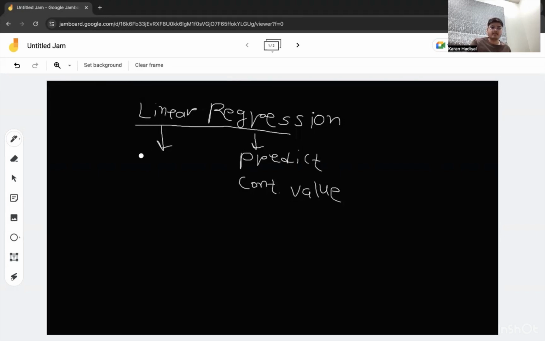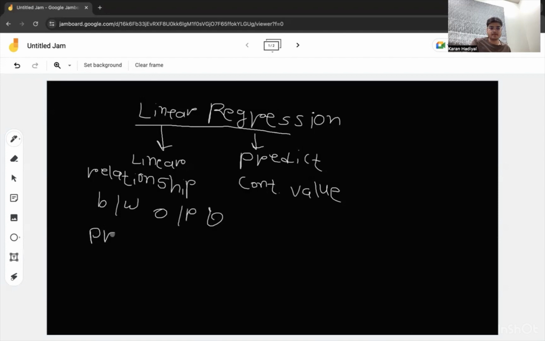And linear here says that there is a linear relationship between the output and the predictor, meaning the input, the feature which is used as input, is called the predictor. So from linear regression we concluded that there is a linear relationship between output and the predictor or the predictors.